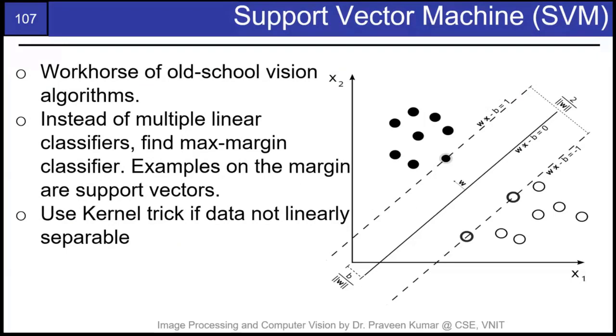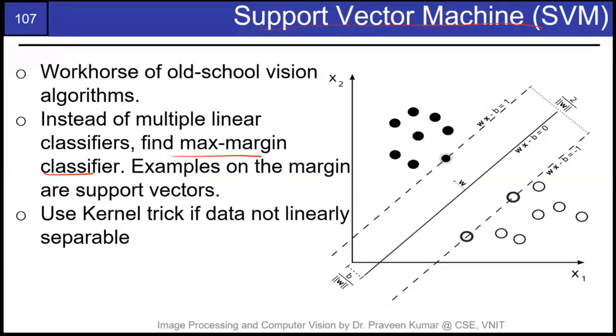In the mid 2000s, between 2000 and 2010, the support vector machine was one of the popular choices for a classifier because it is much more powerful than a simple linear classifier. Instead of learning multiple linear classifiers, it tries to learn a single max margin classifier. I'm not going to delve into details of this because it is no longer popularly used, but it was used for a long time, and a lot of papers were written using support vector machines.